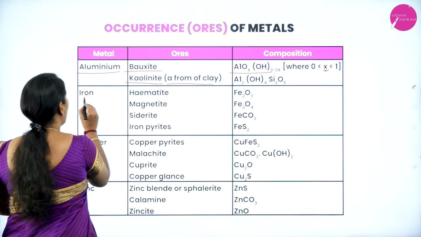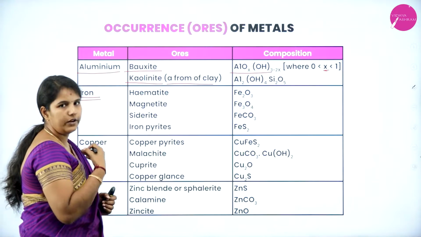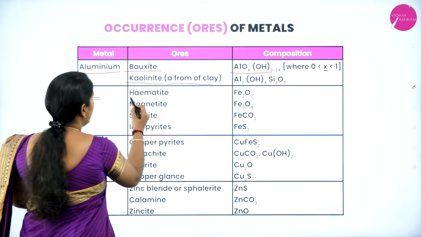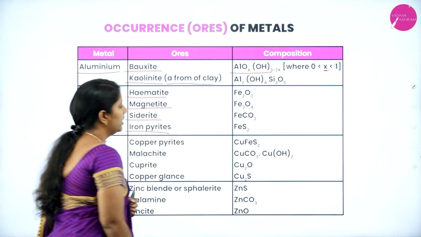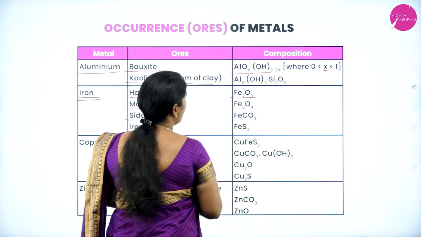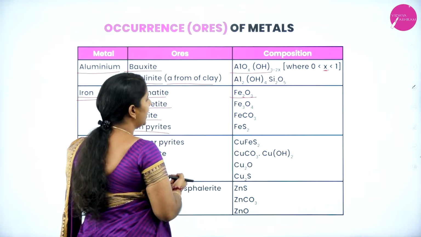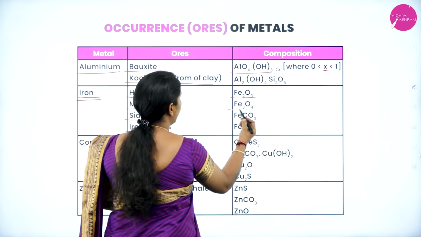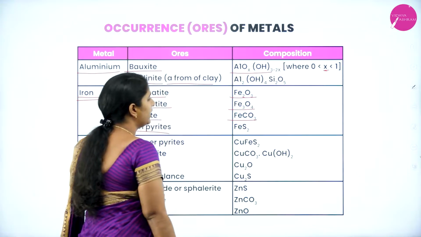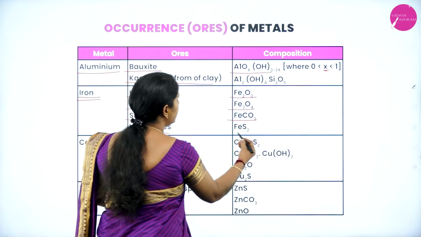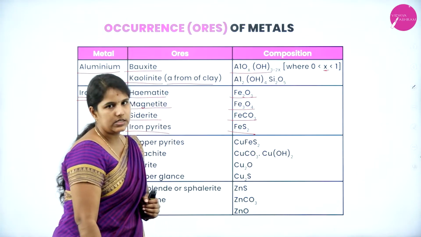Then for iron, we have four different ores: hematite, magnetite, siderite and pyrites. For hematite, the composition is Fe2O3, for magnetite it is Fe3O4, for siderite it is FeCO3, and for iron pyrite it is FeS2.